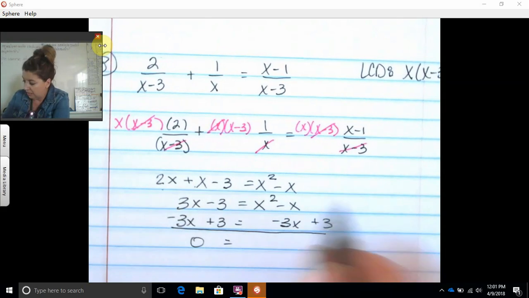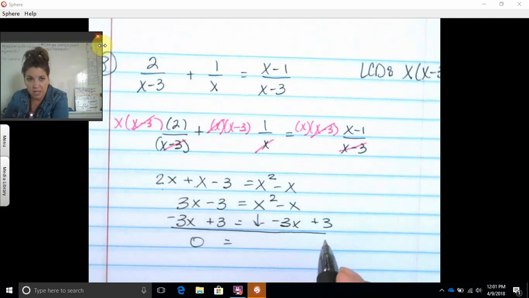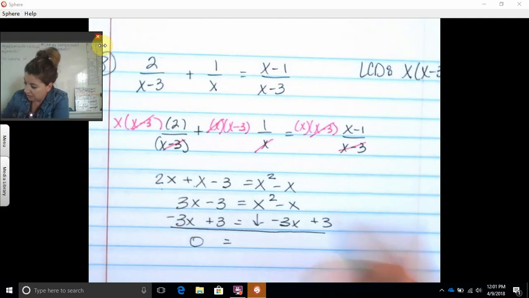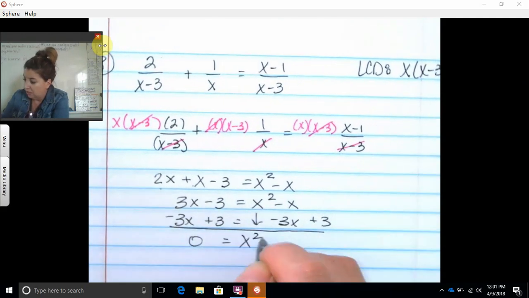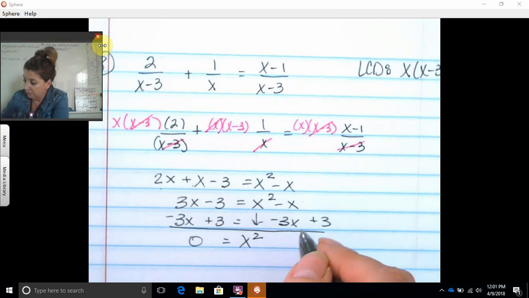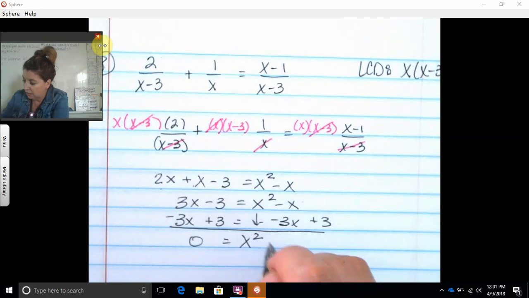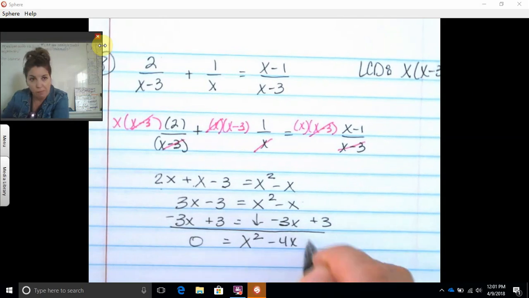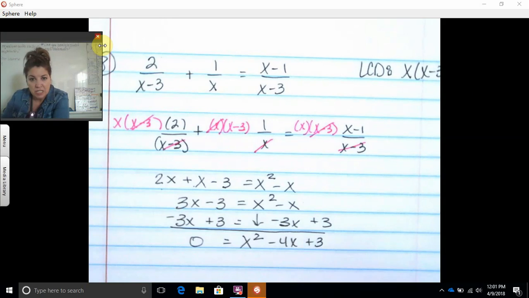And on the right side, the x squared, I'm going to drop it like it's up. So give me x squared. What's negative x minus 3x? Negative 4x. So that's 3. So we've got a quadratic trinomial.